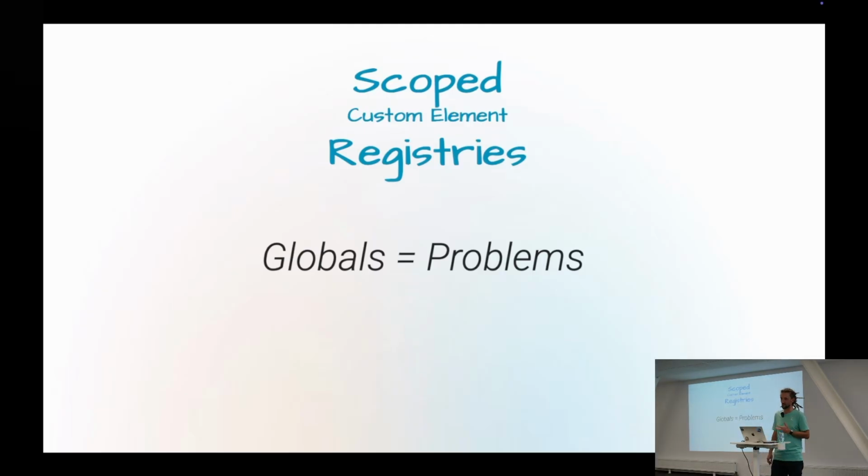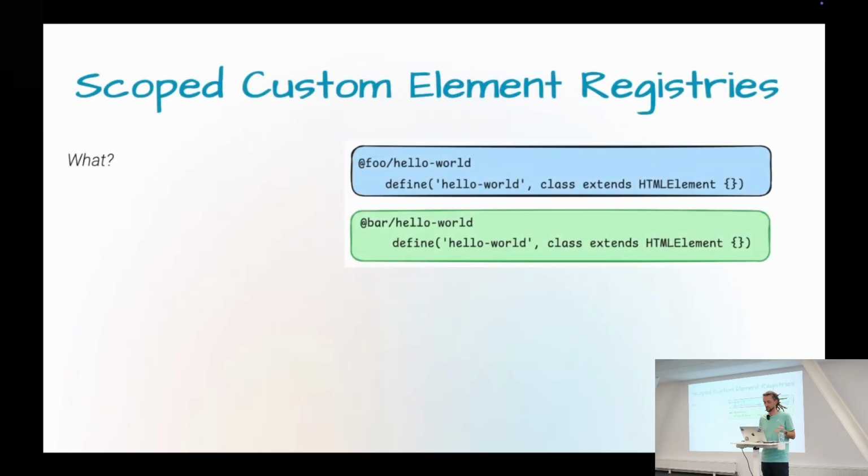Globals tend to be a problem, right? Especially with web components. So we need something like scoped registries. What do I mean by that?